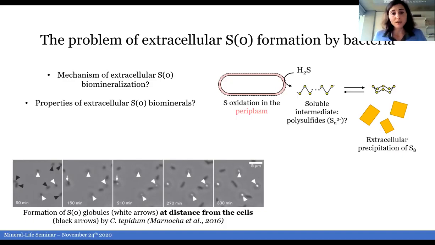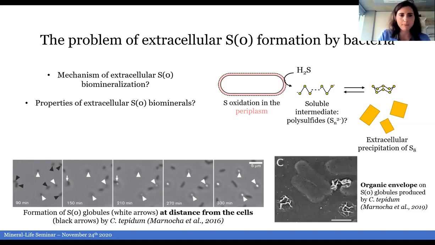Another interesting question about extracellular sulfur biominerals is that we really don't know a lot about their properties. There are dozens of studies that have looked at the chemistry and the structure of intracellular sulfur globules, and it's very difficult to find even one study that has carefully looked at extracellular sulfur. So that's another question we can be interested in. And in the few cases where people have actually looked at this extracellular microbial sulfur, they have described that the sulfur is coated by an envelope of organics.